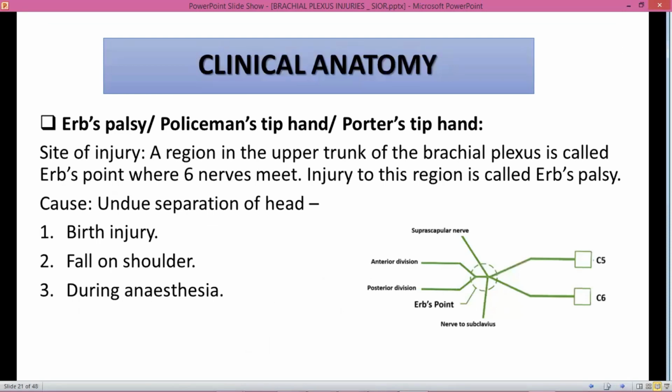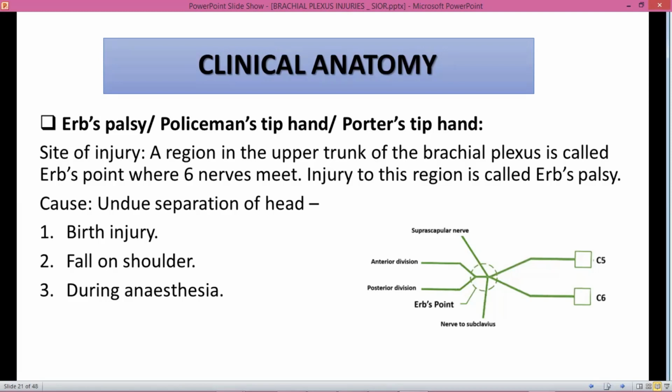Next, we'll be studying the upper plexus injuries. The first one here is Erb's palsy, also called policeman's tip hand or porter's tip hand. The site of injury is a region in the upper trunk of the brachial plexus called Erb's point, where six nerves meet.